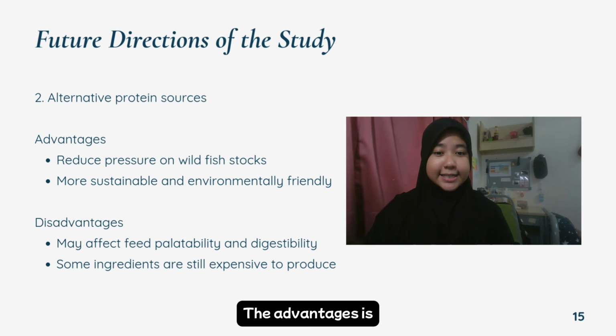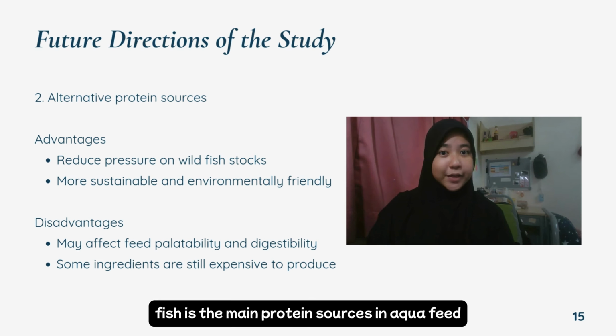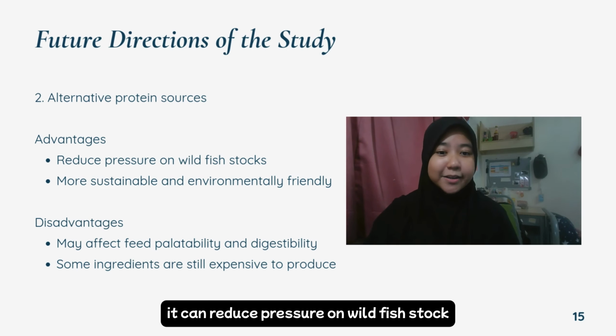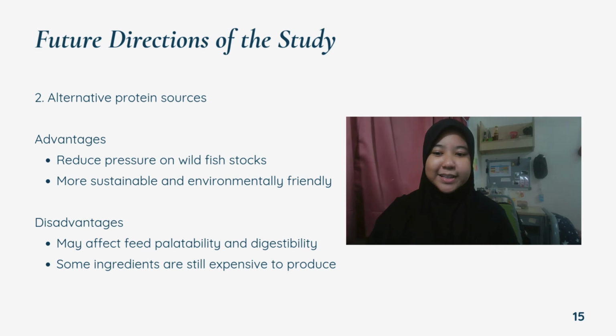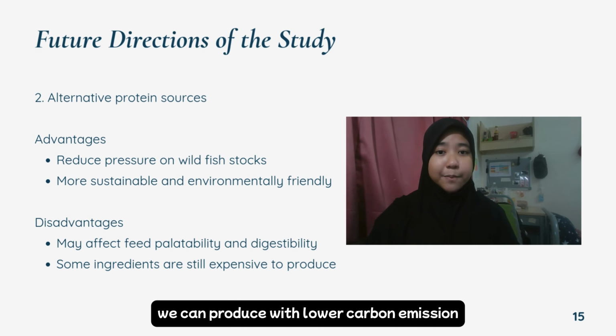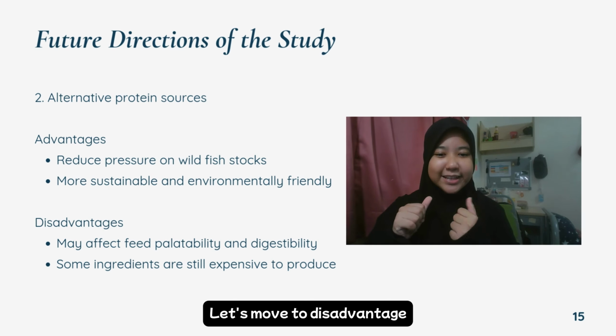The advantage is that it can reduce pressure on wild fish stock. As we know, fish is the main protein source in our feed. If we change to another option, it can reduce pressure on wild fish stock. The second one is that it is more sustainable and environmentally friendly. By using insect and plant, we can produce with lower carbon emission, less land and less water compared to fish meal production. Let's move to disadvantages.